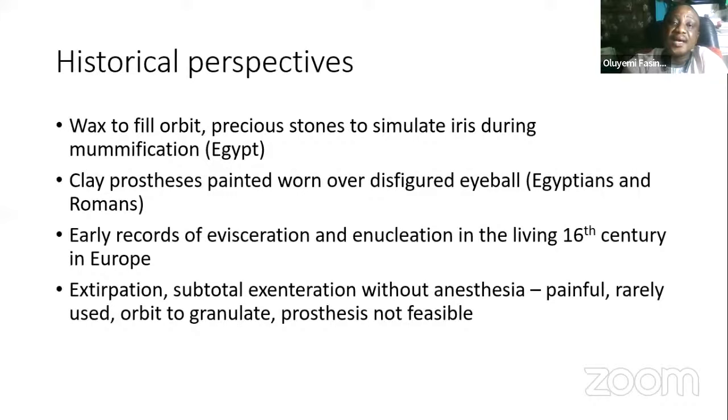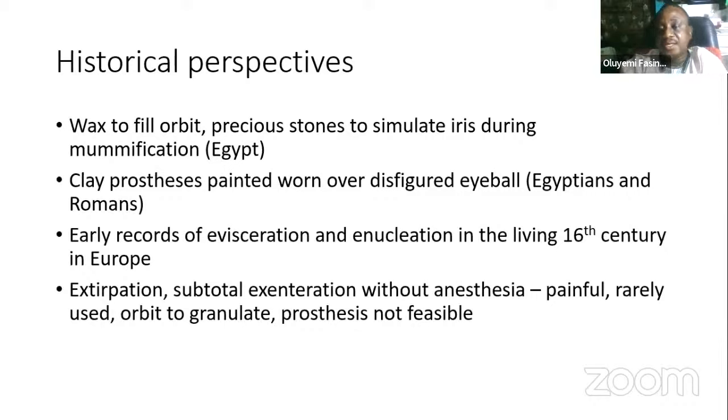These were just initial attempts at giving better cosmesis following either a disfigured eye or after eye removal had been done. The early records of evisceration and enucleation in the living actually started from about the 16th century in Europe. At the initial stage, it was basically a kind of subtotal exenteration to just extirpate the eyeball without anesthesia and, of course, with granulation of the orbit.